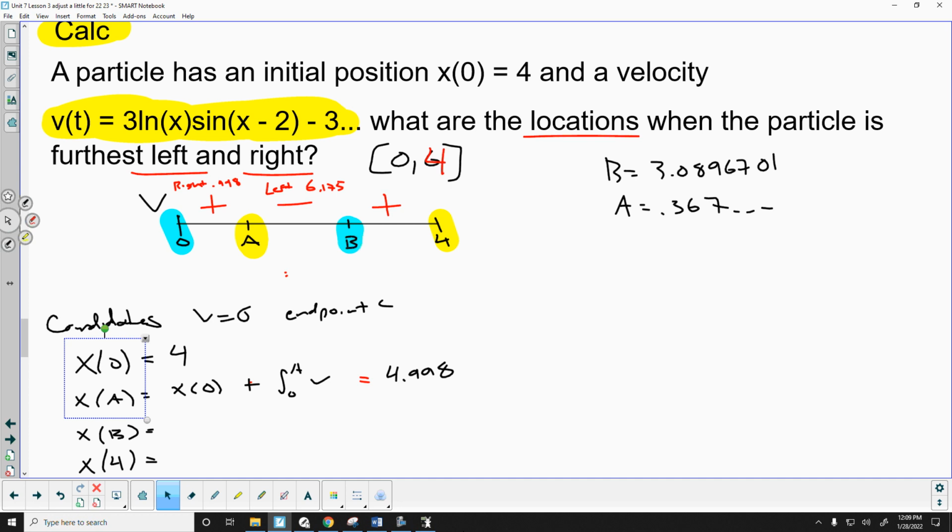Now, what's great is you've got options. Somebody asked me earlier, what if you have 2 positions? Well, you can choose. How can you find x of b? I can either take x of 0 and find the displacement between 0 and b, or you could take x of a and then go to the left 6.175. Find the displacement between a and b.